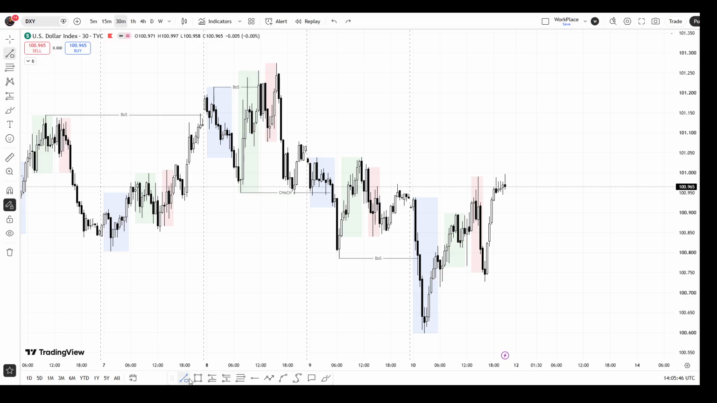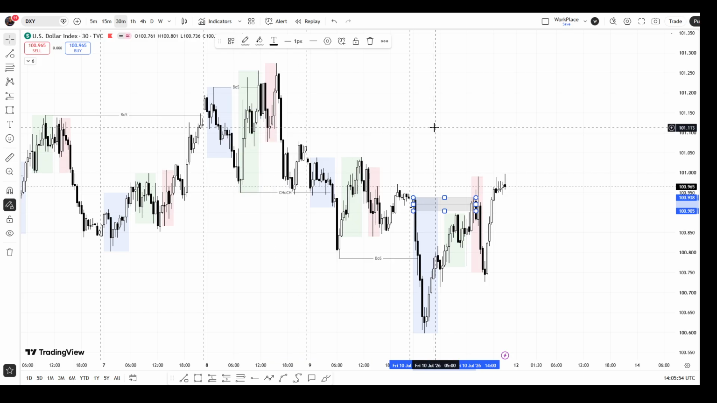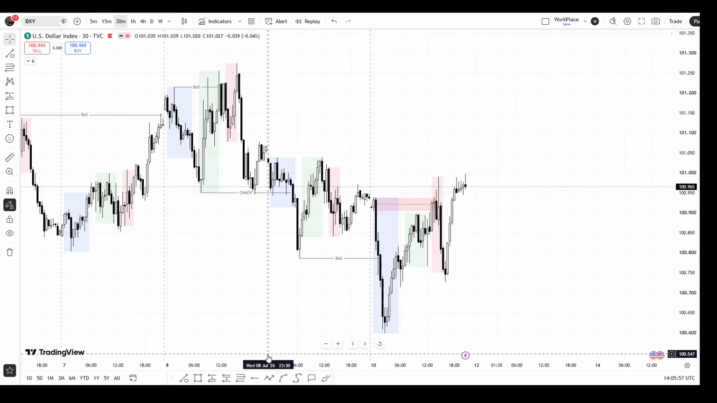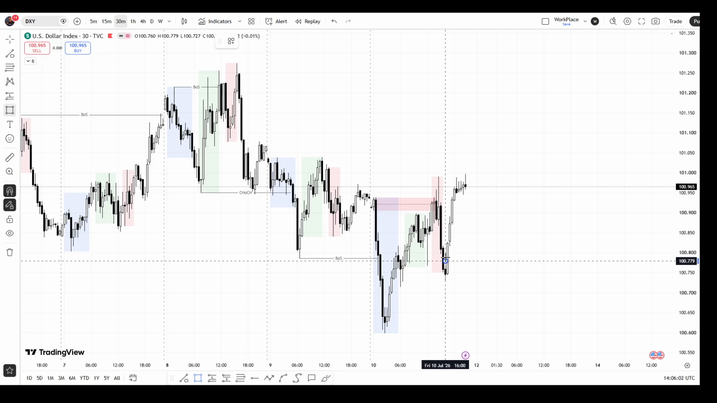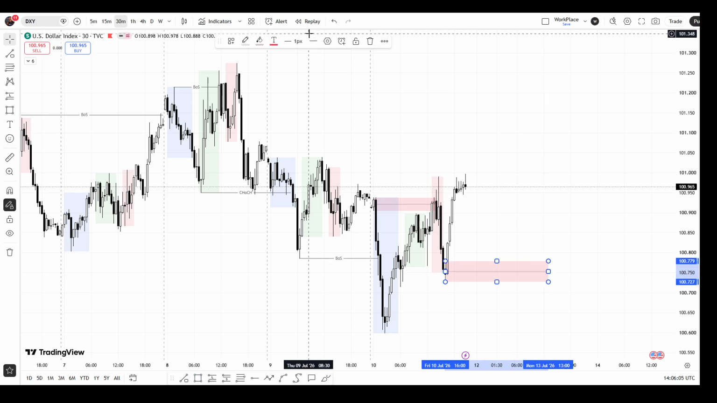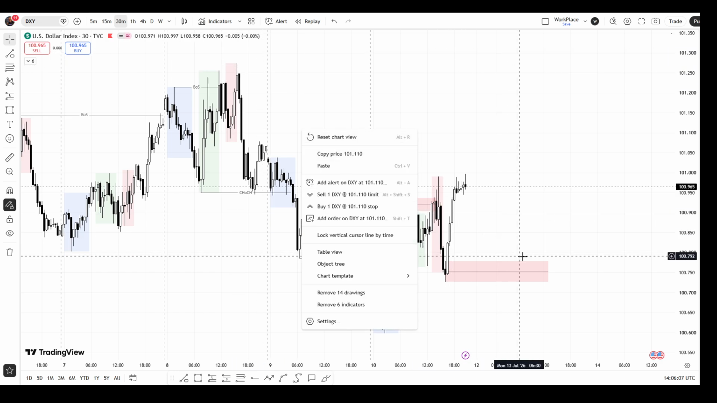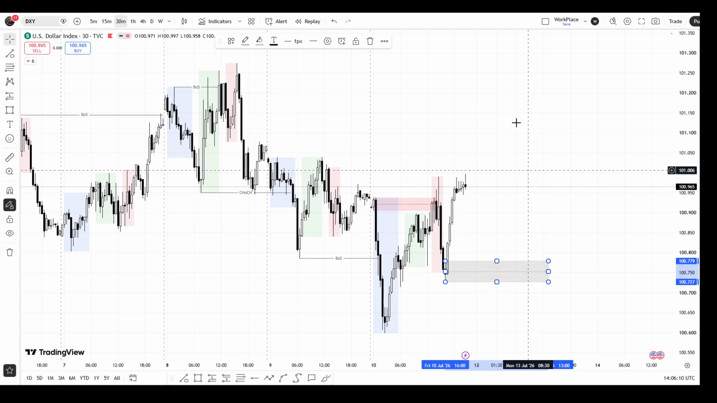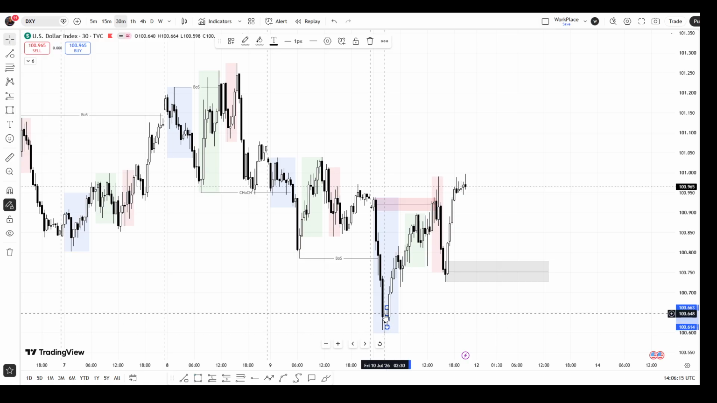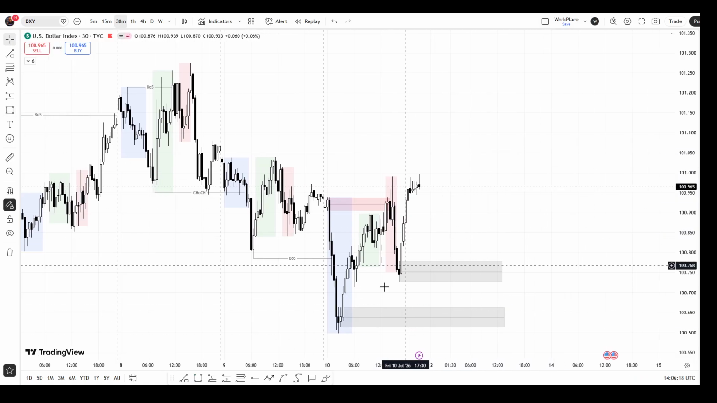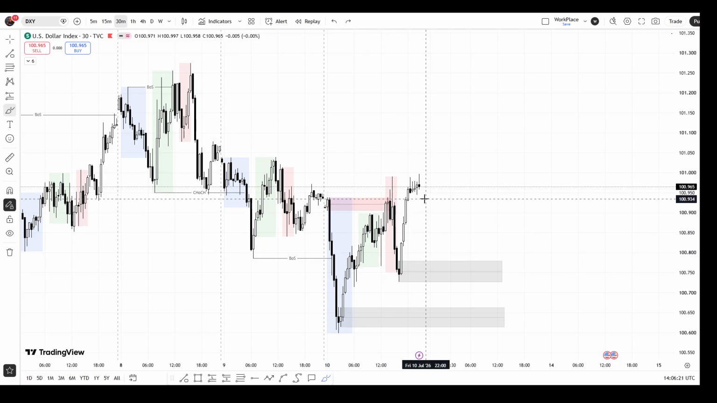So as of now, we've had this failure here. Okay, so this other block has failed. All right, so even if price is to come down to mitigate this other block, we'll be looking to buy from this other block here. So you have one other block here and then two. Okay, so this other block has failed, and within this price leg, this is our liquidity low.